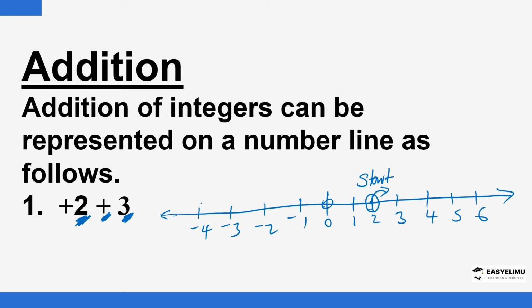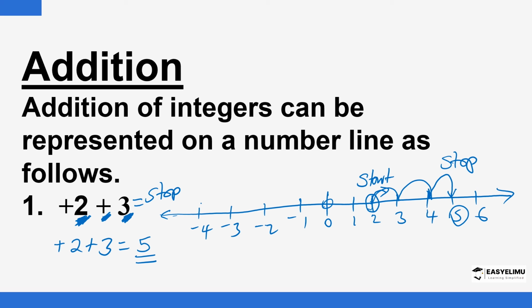So we're starting from +2, we're moving to the right, and then we're moving 3 steps. So 1, 2, and then 3. So this is where we stop. So the final answer here should be where we stop. So +2 +3 is equal to where? So where did we stop? At +5. So again, if the answer is positive, you don't have to indicate positive. You just write it as 5. So that is how you go about it.